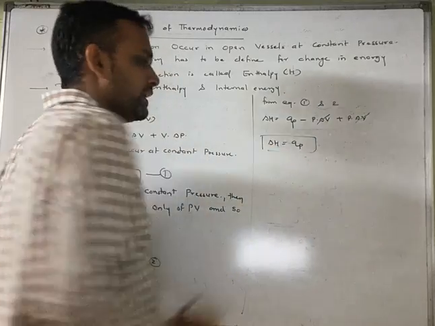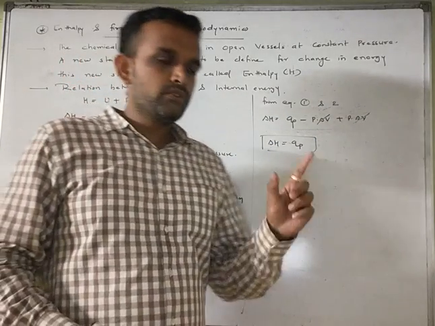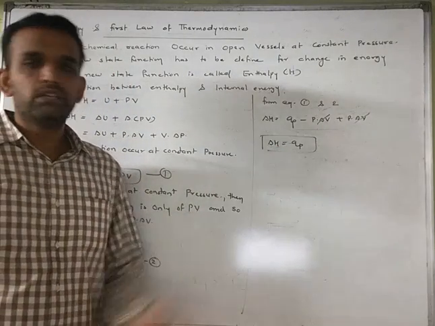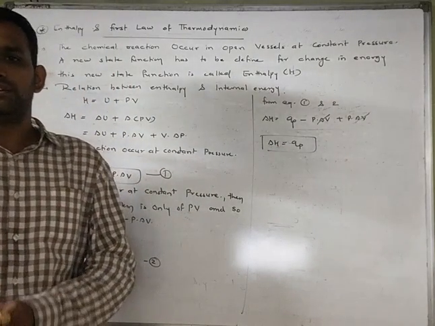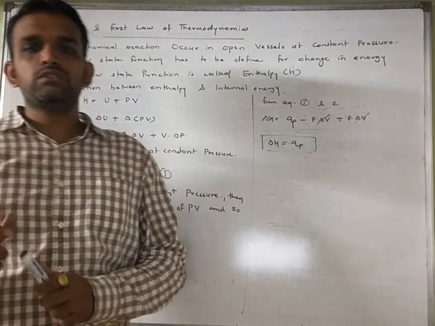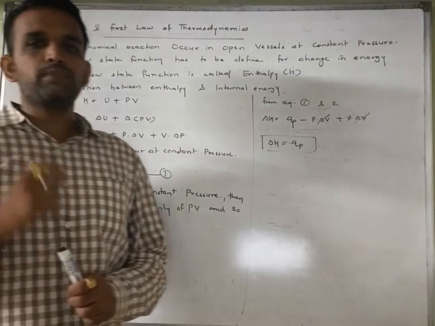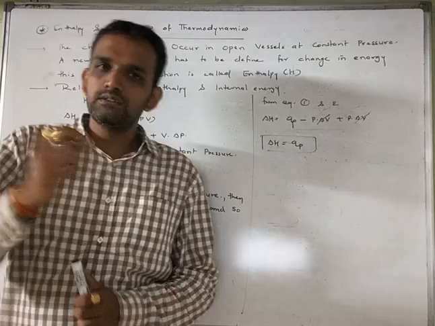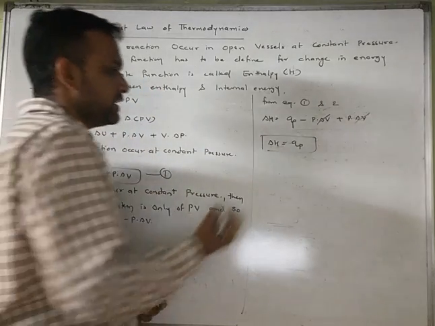So I can write down here, at constant pressure, the heat released or heat gained, absorbed, is called the change in the enthalpy. Understand? So thus the change in enthalpy of the system in which the chemical reaction occurs at a constant pressure is equal to the value of heat gain or loss by the system. Understand?